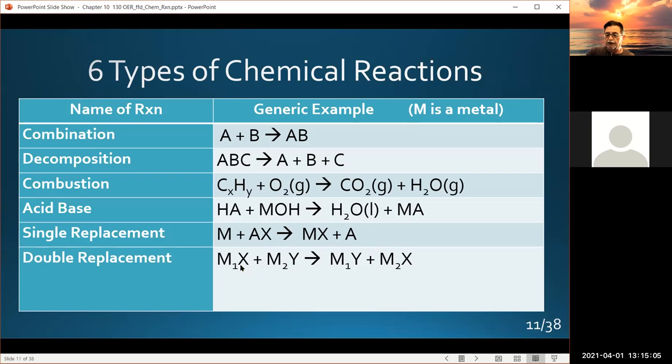And if you study this reaction in generic form, you can see that we start off with MX to begin with. In both cases, MX and MY are both soluble. This is generally done in an aqueous solution, and they're both soluble in solution.